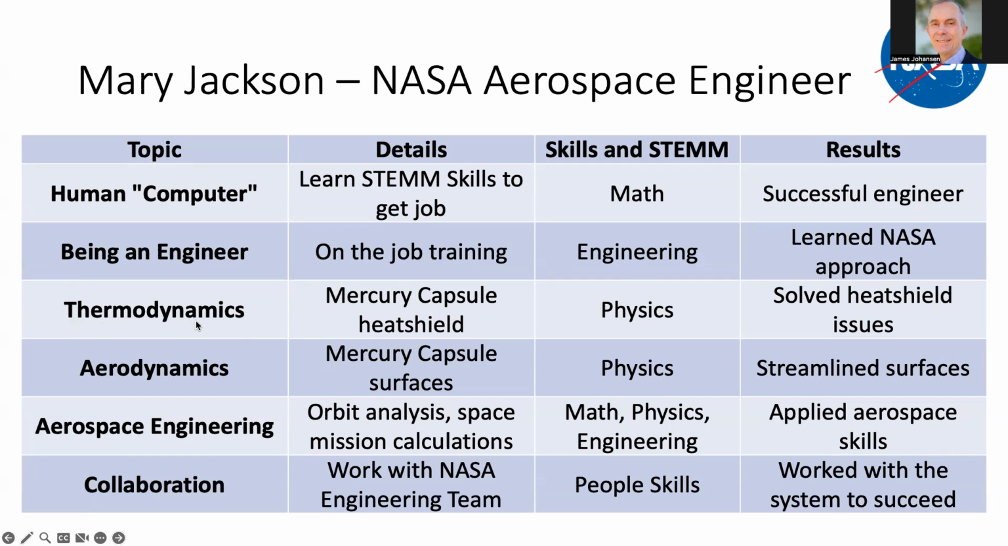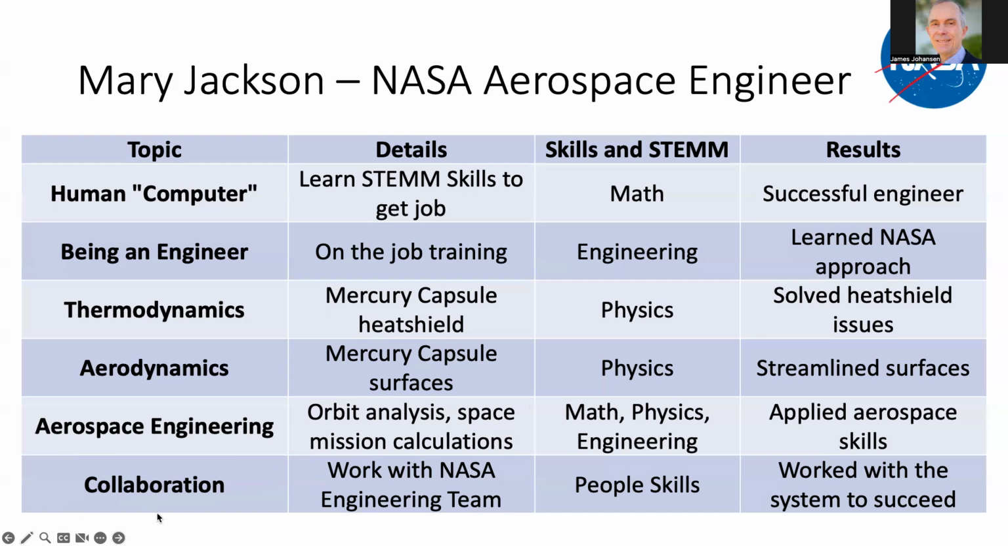She had to be thinking about thermodynamics. And so you can be thinking about the Mercury capsule heat shield, and for aerodynamics, the Mercury capsule surfaces made as smooth as possible so it's not going to be heating up, and also to take the least amount of force to get it into orbit. And she definitely did a lot in the aerospace engineering arena: orbital analysis, doing space mission calculations. These are things that she would be well versed with.